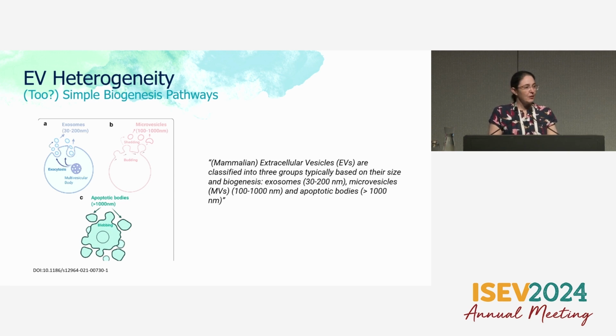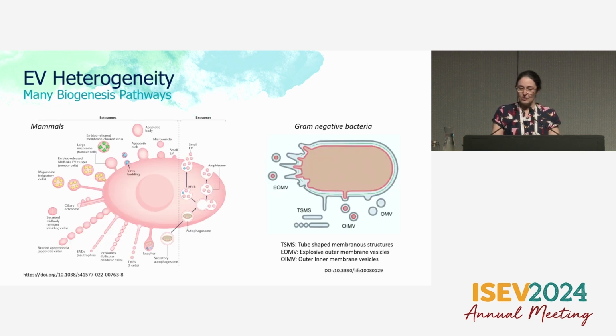The reality is much more complicated. One of my favorite diagrams from the last couple of years is this from ISEV President Edit Buzás, showing the complexity of EV subtypes that are released by mammalian cells, and another review of the EV subtypes released from gram-negative bacteria. So we have a huge range of heterogeneity of EV production, much more complicated than that simplistic view of exosomes, microvesicles, and apoptotic bodies.